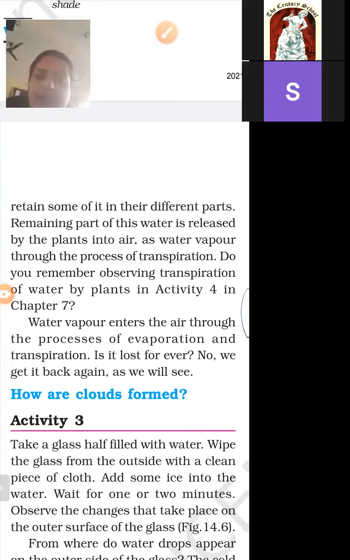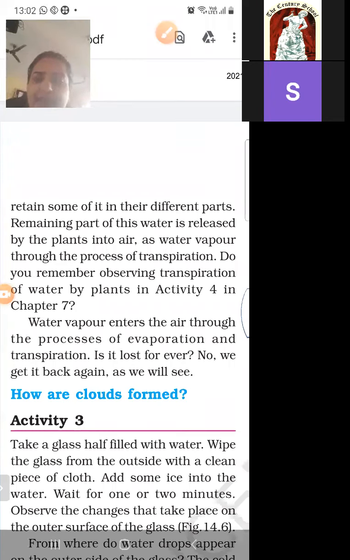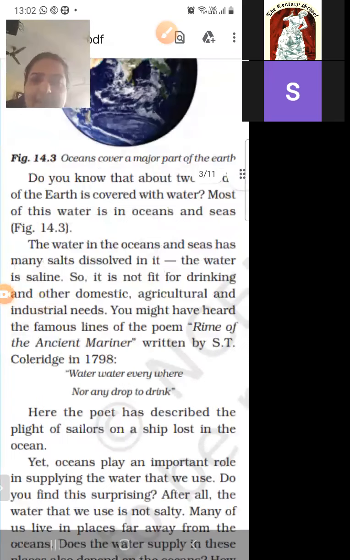What do you mean by transpiration and what do you mean by evaporation, and which processes are required to enter water into the air? कौन कौन से दो प्रोसेस हैं जिससे एयर में पानी ऐड होता है? First process is evaporation and second is transpiration. So I am revising the lecture.